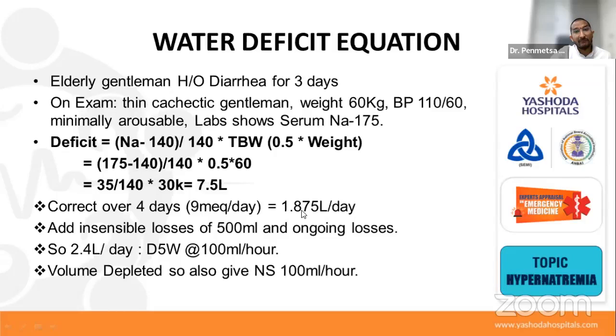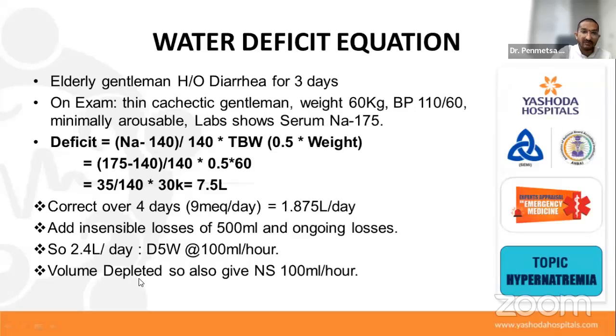So to summarize, in hypernatremia, you want to get the sodium down to 145 at the earliest possible. For us to get there, you have to give fluid at around 3 to 6 ml per kg per hour in acute hypernatremia, whereas in chronic hypernatremia, you give it at 1.35 ml per kg per hour, to a maximum of 150 ml.